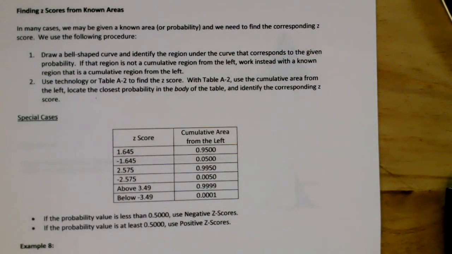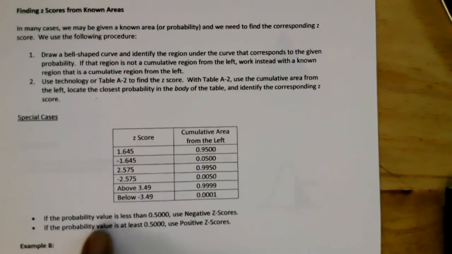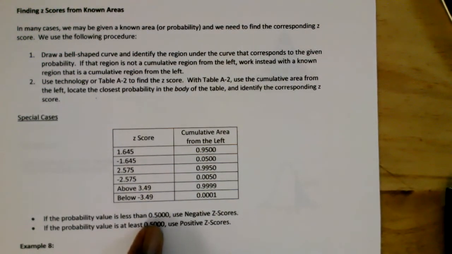Now, the question is, which side do you use? The negative z-score page or the positive z-score page? Here's a hint. If the probability value that you're dealing with is less than 0.5000, you're going to use the page that says negative z-scores. Or if the probability value is at least 0.5000, use the positive z-score page. That should help.